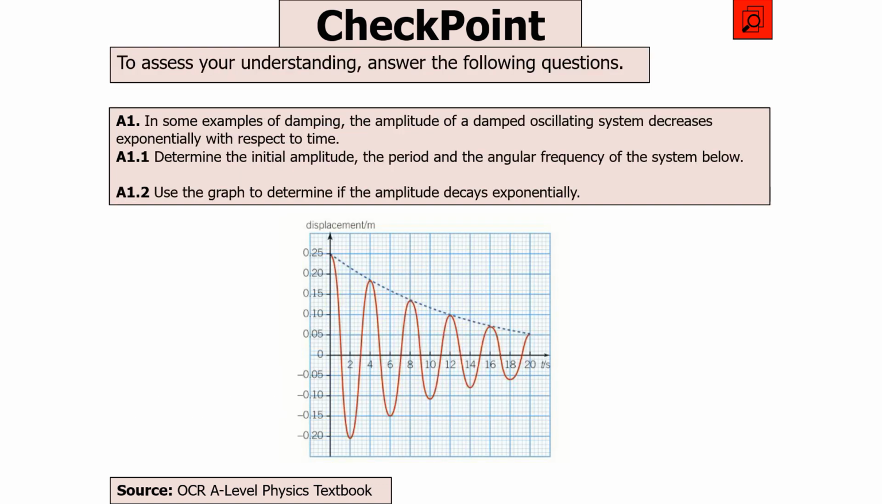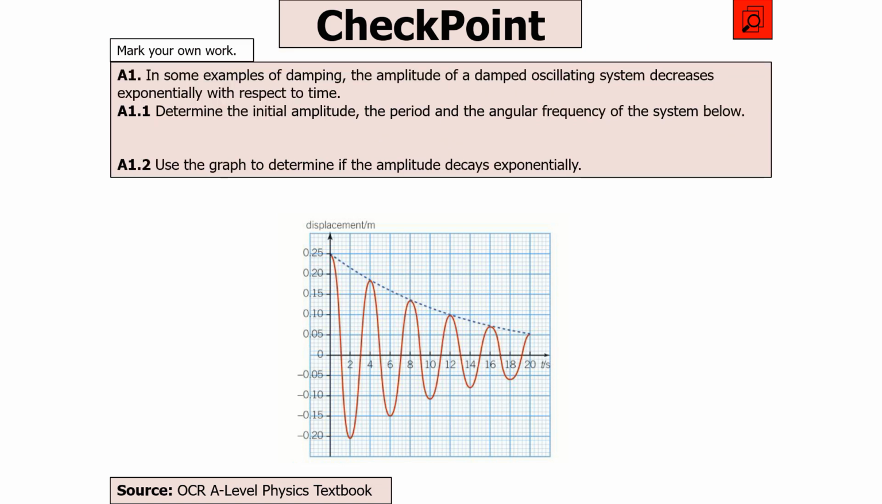The next question says, in some examples of damping, the amplitude of a damped oscillating system decreases exponentially with respect to time. Determine the initial amplitude, period and angular frequency of the system below, and use the graph to determine if the amplitude decays exponentially. So pause the video now, then unpause the video when you want to go through your answer.